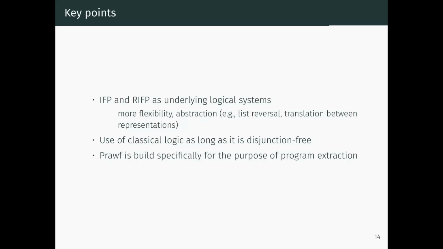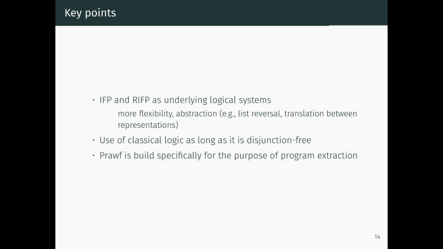So this was our demo, and now our presentation is coming to an end. But before you go, I would like to highlight some key points to keep in mind. First is that we are using these systems of IFP and RIFP, and they enable us to be more flexible. They enable us to use various mathematical objects. For example, we can do list reversal regardless of what the elements of this list are. There's this other example of translation between different representations that we present in our paper, and I really encourage you to have a look at it. It's a very interesting example.